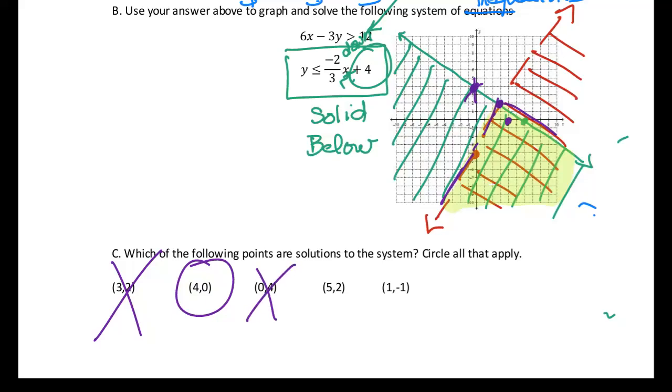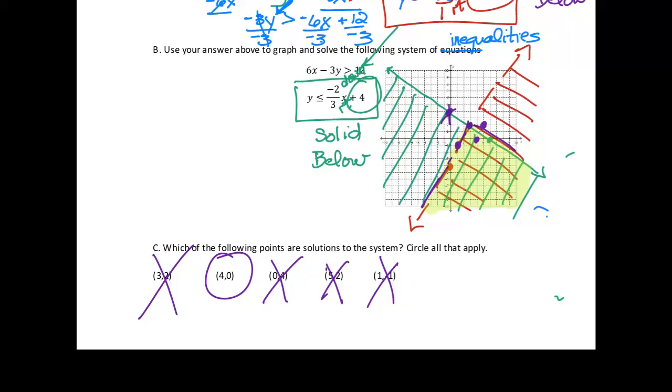How about (5, 2)? (5, 2) looks to be up here. That would be a no. And how about (1, -1)? That looks to be on the boundary or the edge, which is good, but it's on a dashed line. So that's no. So of those 5 points, only the second one is a solution.